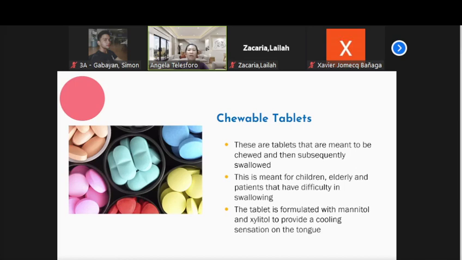So chewable are tablets that are meant to be chewed and then subsequently swallowed. So this is meant for children, elderly, or patients that have difficulty swallowing, and we give it mannitol and xylitol. So ito ang mga content. Pag chewable, lagyan natin ng mannitol and xylitol, no, para ma-provide ang cooling sensation, no.